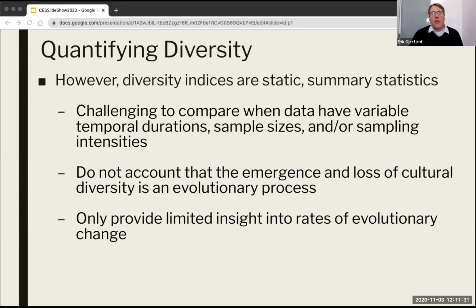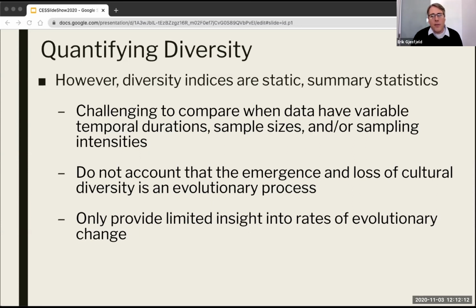These diversity indices have been very useful in a lot of cases, especially when measuring diversity at static or single points in time. They are very static statistics that have limitations when we want to examine more dynamic cultural systems. Some of these limitations are that they're challenging to compare with each other when data is quite variable. We're often comparing temporal periods that have different ranges, 50 years, one might have a 200-year time interval, different sampling sizes, different regions have different sampling intensities. And this can make these different diversity indices challenging to use.